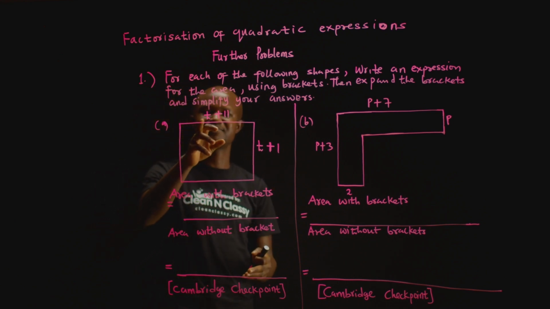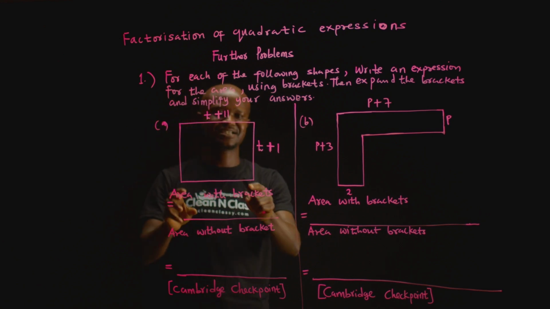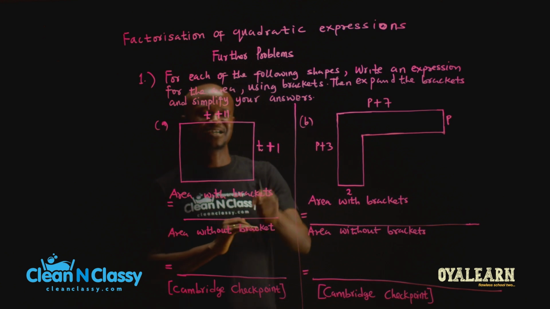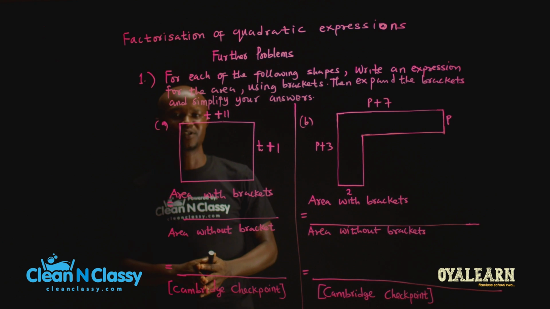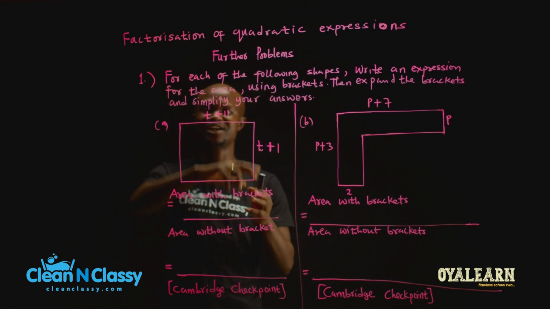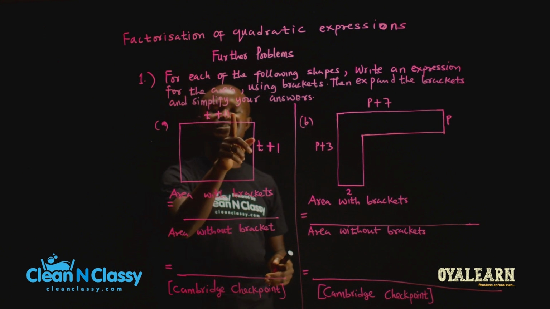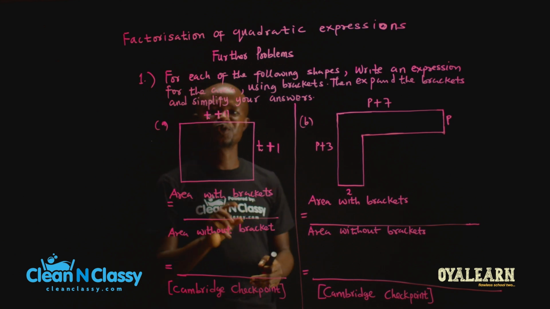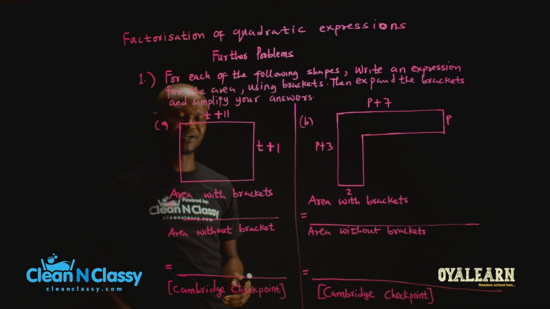The first question, we have a rectangle here. This is t plus 11. Let's say this is like the length, and this is like the breadth. T plus 11 is the length, and we have the breadth as t plus 1. Though we don't know the value of t, any of these could be the length or the breadth. But looking at 11 here, and we're having 1 here, we can say that this is the length and this is the breadth.